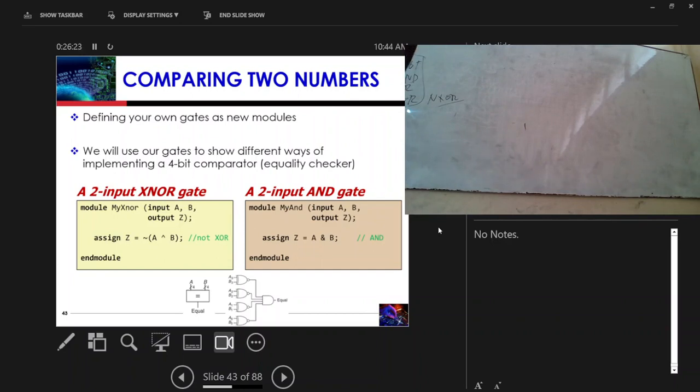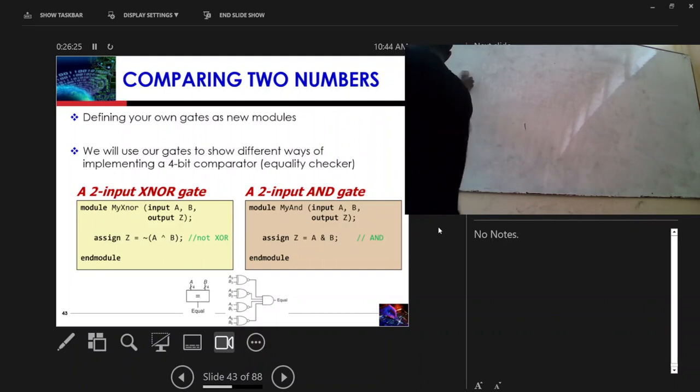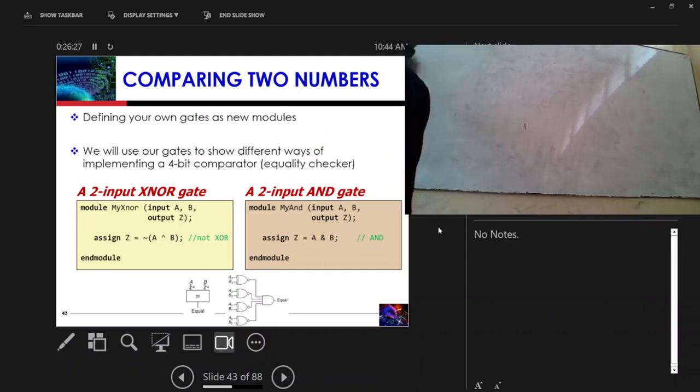So here I want to design... I think we have seen this one already. The 4 bit comparator. We have seen it already, right? We have A, B, 4 bits. We want to compare those two numbers or those two values. If A is equal to B, then what will be the output here? What will be the output if A is equal to B?